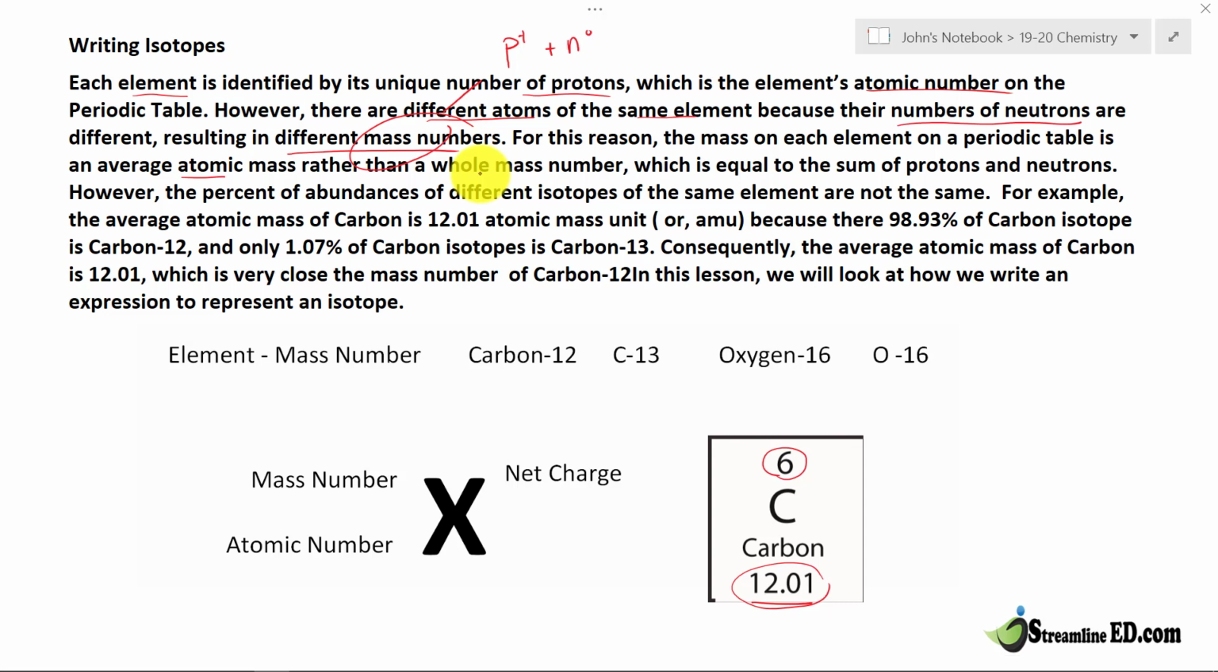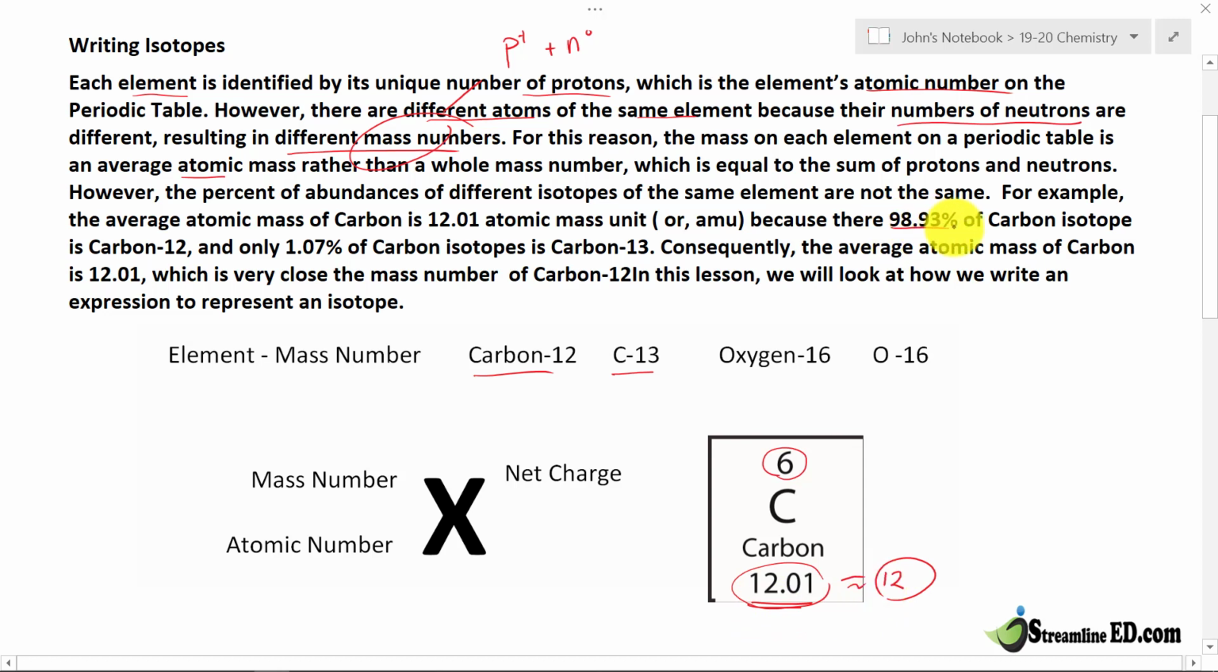But here's another thing. The percent abundances for different isotopes of the same element are not the same. If we look at carbon, for example, here I have the isotopes of carbon, carbon-12, carbon-13, and there are other isotopes of carbon as well. And we look at the average atomic mass, which is 12.01. This is very close to 12. Well, what does that tell you?